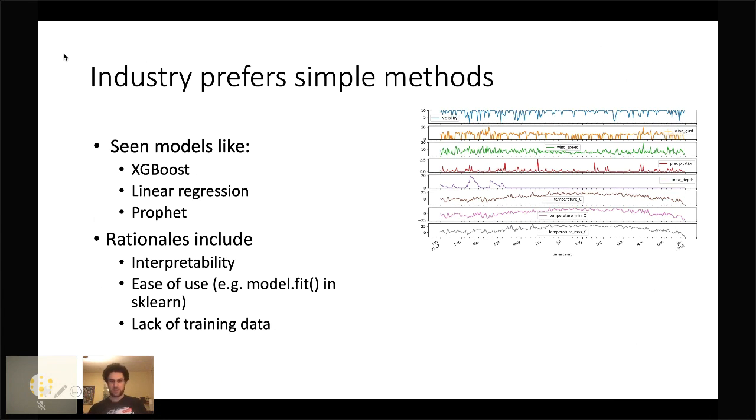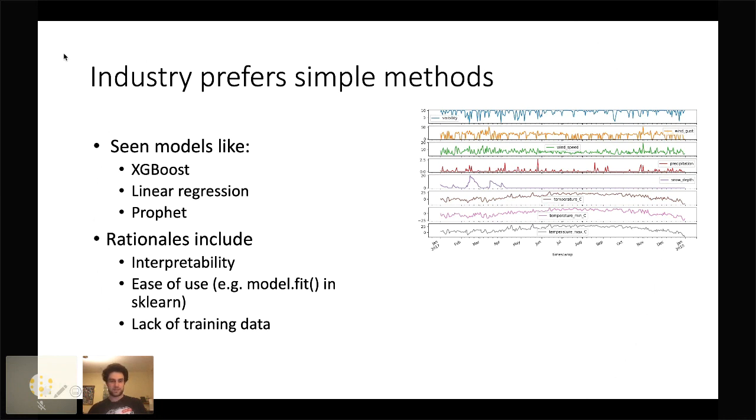In industry, I've seen people generally prefer very simple, shallow models that are very easily explainable, like XGBoost, linear regression, Prophet, ARIMA, etc. Usually these are the go-to in 90% of the cases I've seen. I've heard various rationales. Some people cite interpretability: we need this model to be really interpretable for time series to our stakeholders. Also ease of use. Not all data science teams might have the skill level necessary to train a deep neural network. And another big one is lack of training data.